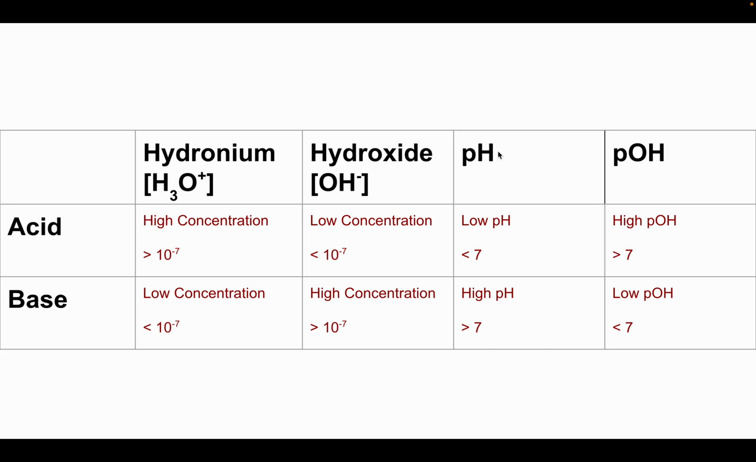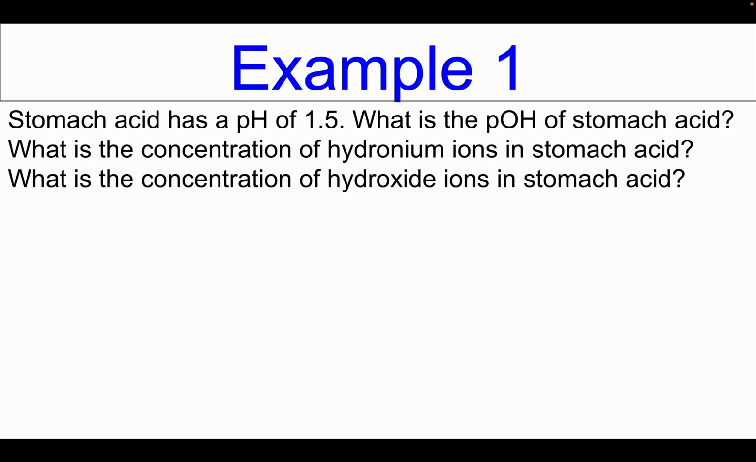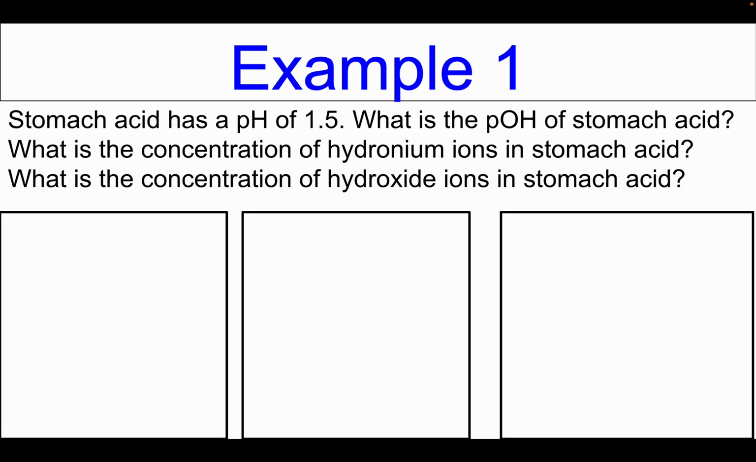Okay, let's go through an example. Stomach acid has a pH of 1.5. What is the pOH of stomach acid? Let's figure that out. We know that the pH plus the pOH equals 14 from the formulas on the previous slides. So I'm going to put in 1.5 for the pH. Then I'll subtract 1.5 from both sides, and that will get me a pOH of 12.5. Pretty easy. What is the concentration of hydronium ions in the stomach?